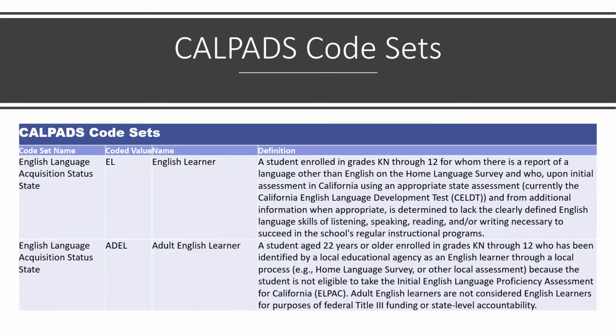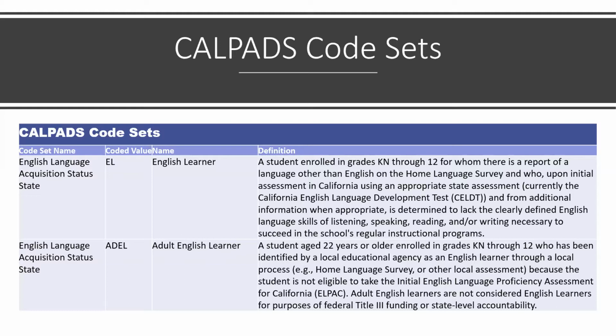So you can go to the CALPADS code set and look up the status codes, right? And we have English learner and ADEL. Currently, the student in the example will be an English learner. And to resolve it, we might have to put adult English learner. And so it tells you the difference between the two, specifically ADEL, because it's a new code, the definition you should be familiar with. And it says, a student aged 22 years or older in grades kindergarten through 12 who has been identified by LEA as an English learner through local process, home language survey, or local assessment.